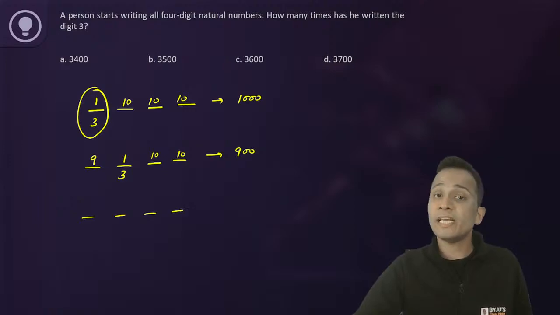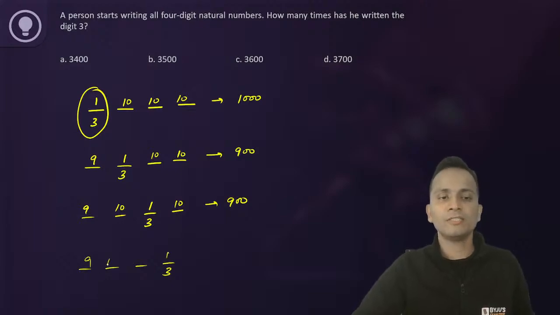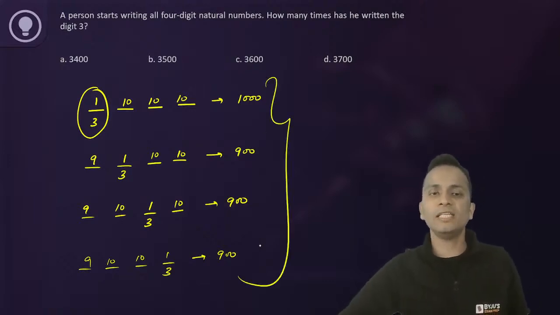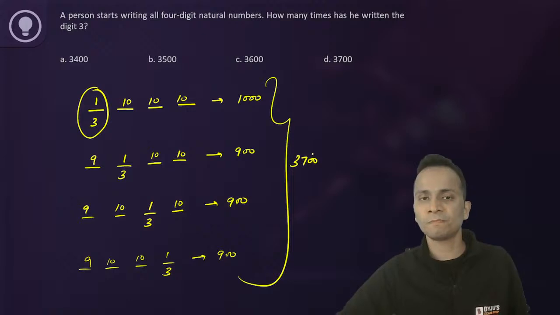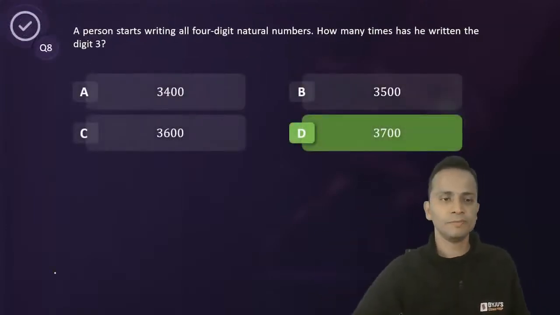Then at tens place, 3 will come. So only one way to fill this, 9 ways, 10 ways and 10 ways. So 900 another numbers in which 3 will come at tens place. Then fixing it at units place. So 9, 10 and 10, another 900 numbers in which 3 will appear at units place. Just add these numbers, 1000, 900, 900, 900, that is 3700. So 3700 will be the final answer of this question. Okay? Now the second way.